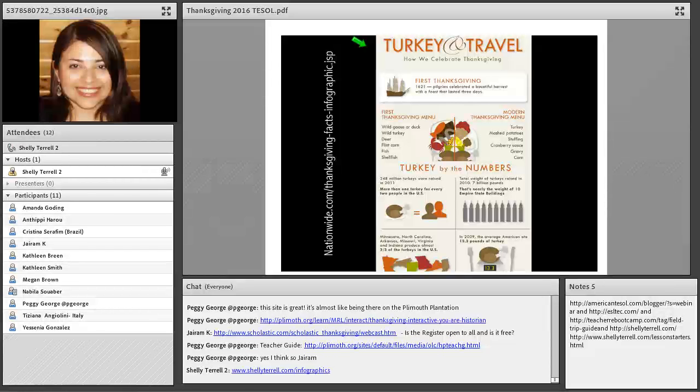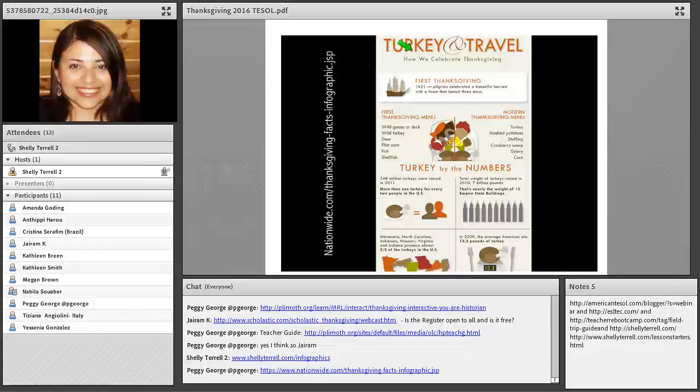Just go to shellycharl.com/infographics, and you'll find a bunch of ways your students can create free ones. I recommend Piktochart and Canva. They're pretty simple to use and have templates. But here's one about Turkey and traveling. This is from Nationwide.